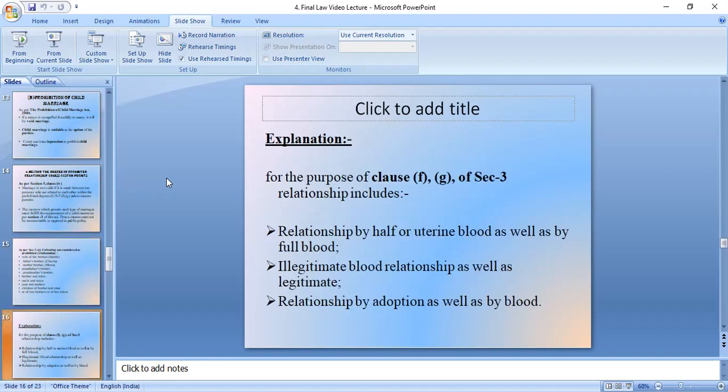Explanation: for the purpose of clause F and clause G of Section 3, relationship includes relationship by half or uterine blood as well as by full blood, illegitimate blood relationship as well as legitimate, and relationship by adoption as well as by blood.